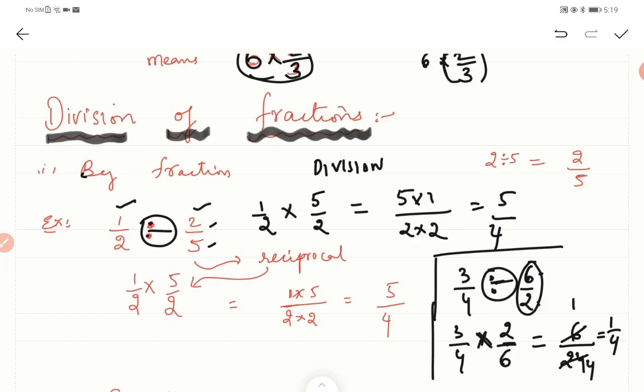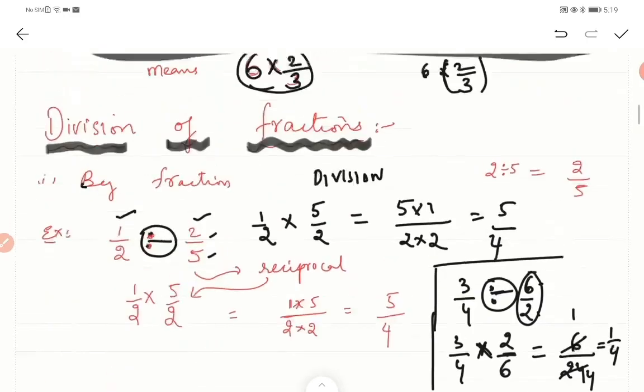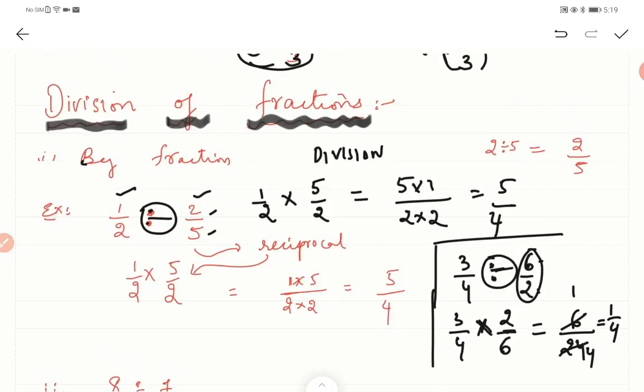Okay, simplest or lowest form. I will show you further. Okay, this was whenever you divide by a fraction.